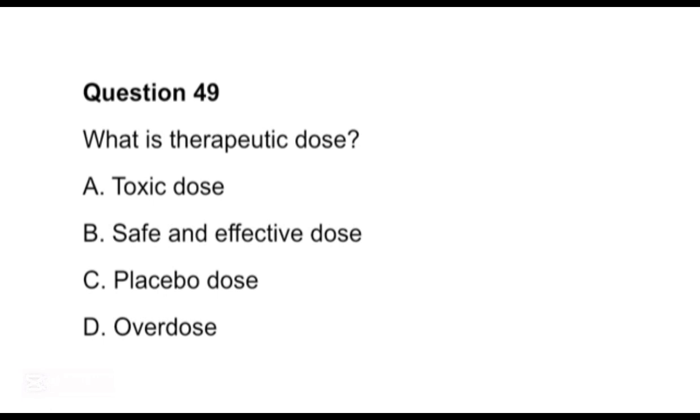A. Toxic dose. B. Safe and effective dose. C. Placebo dose. D. Overdose. Correct answer, B. Safe and effective dose.